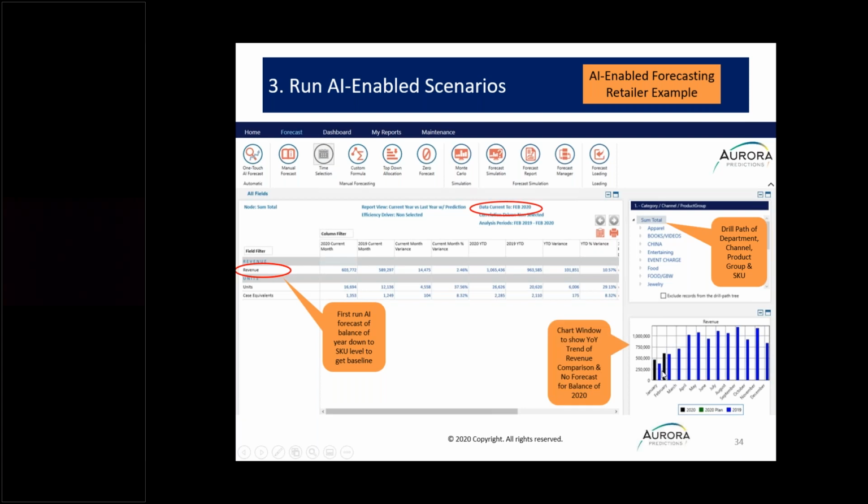And we can see that down here in our chart, our year-over-year chart. The black bars are the current year, and we're current to February 2020. And the blue bars are last year. We're looking at the revenue. So now what we want to do is do some AI-enabled forecasting of this. And we're going to start, and we're going to run our AI-enabled scenario. So first thing we want to do is establish an artificial intelligence baseline forecast as if nothing were wrong with the year.